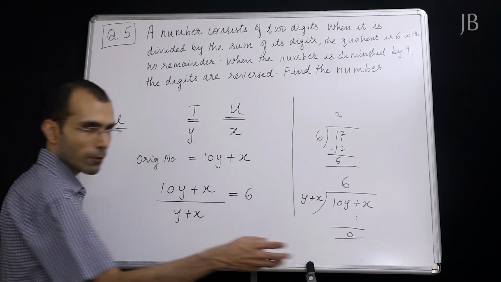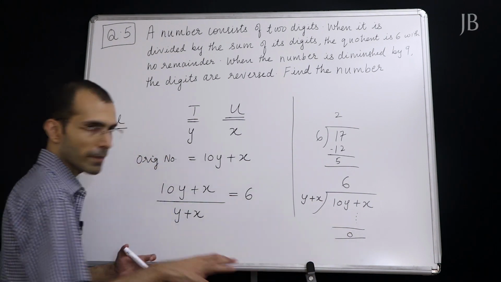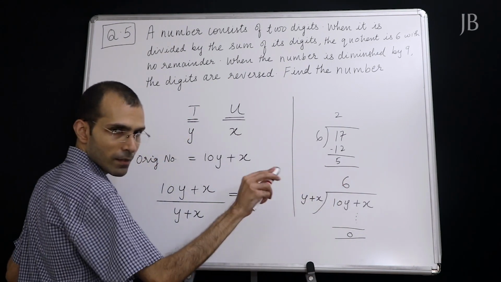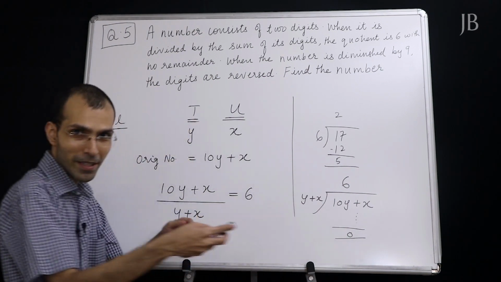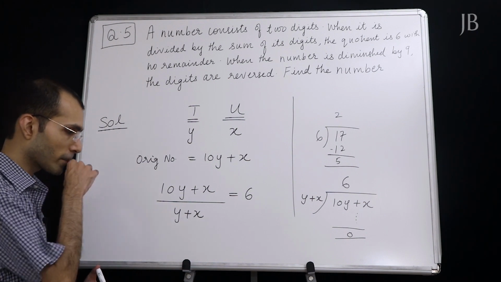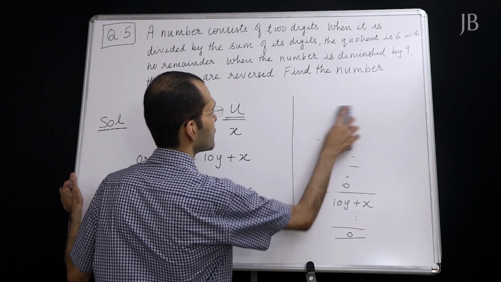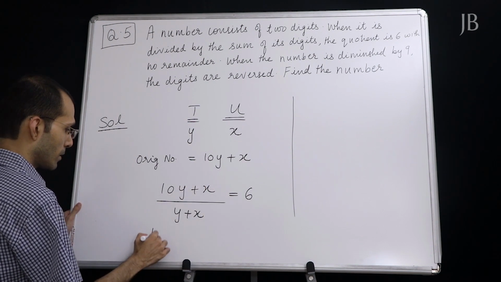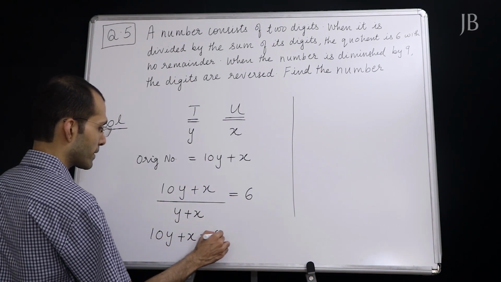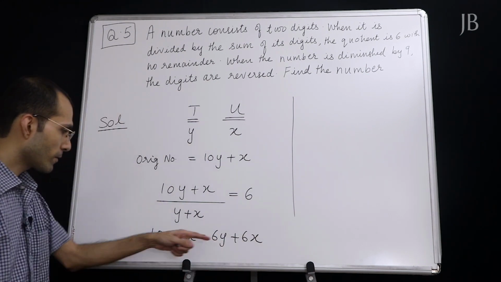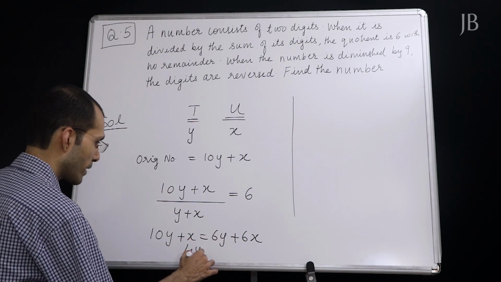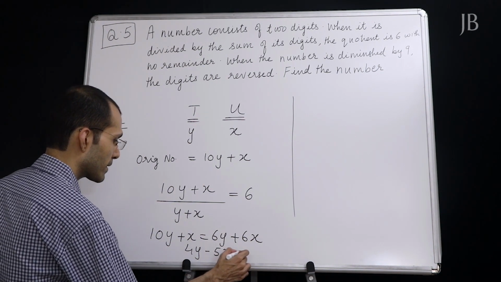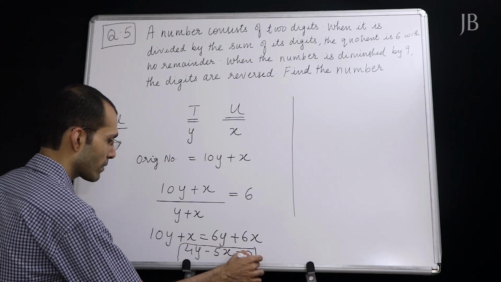Otherwise, suppose the remainder was 3. Then the dividend, this 10y plus x, would equal 6 into y plus x plus the remainder, which is 3. So this can be modified. Keep in mind this modified version. Okay, this is clear. Let's simplify this a little bit now. So 10y plus x is equal to 6y plus 6x. So get all the y terms here. So this will be 4y now. And the 6x term will come here, so 4y minus 5x is 0. This is one equation we have got.